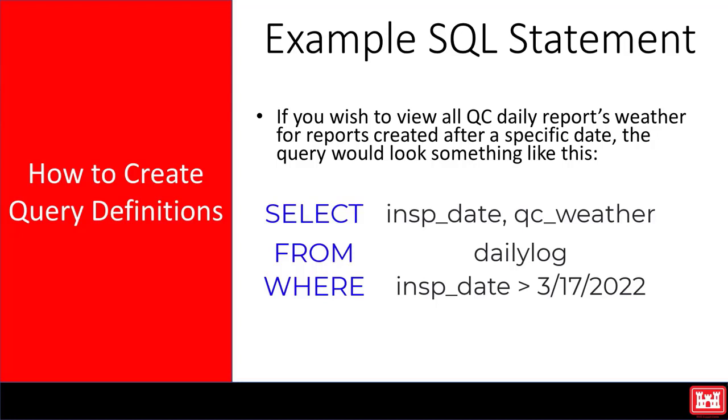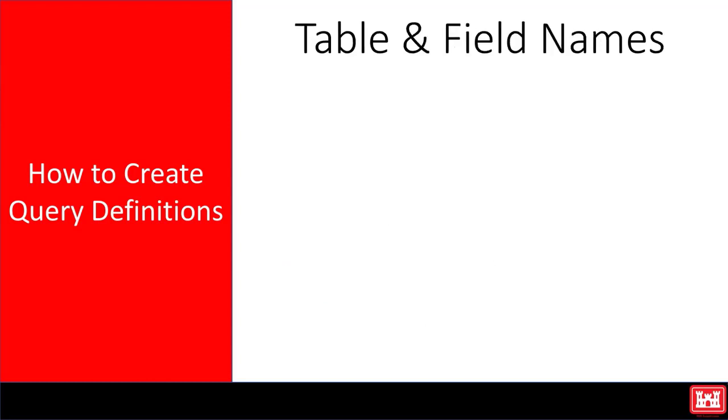3/17/2022. Now, if you want to limit this to a specific contract, you would add an and statement and contract_ID equals E1001415. Next, I'll show you how to find the table names and the field names in RMS.